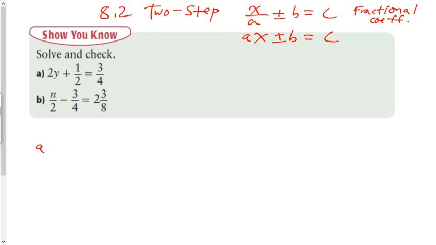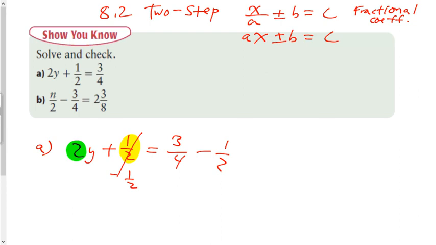So if we look at the first one, A, it says 2y plus a half equals 3/4. Our coefficient is 2, and our constant is a half. Using process, what is the first thing we're going to do to both sides? We're going to get rid of the constant, which means we're going to subtract a half from both sides. Everyone agree with that? Let's make a note of that.